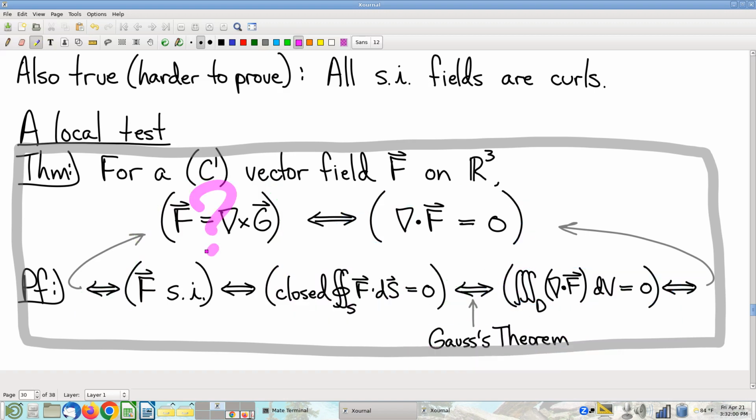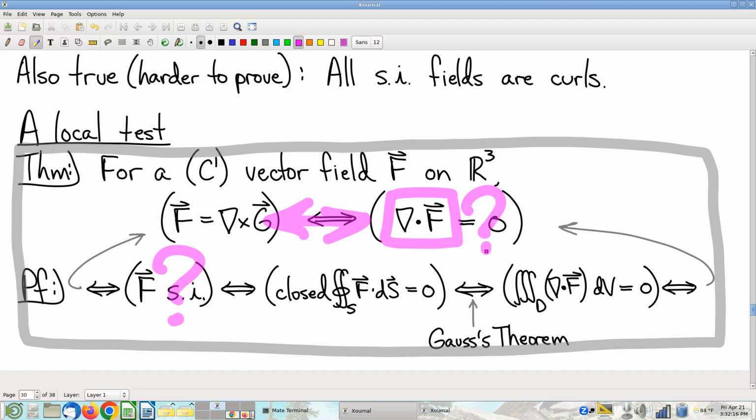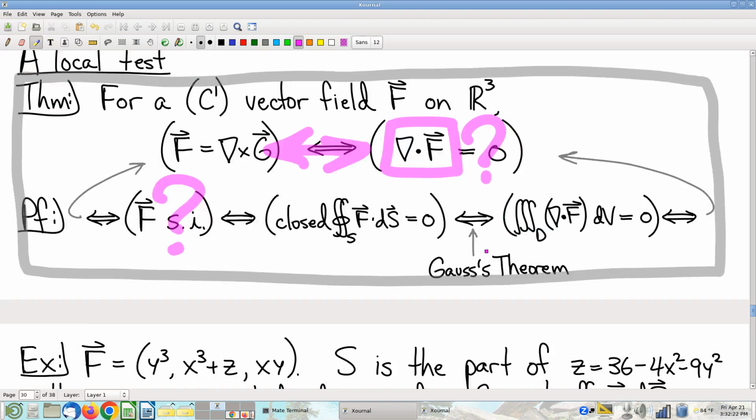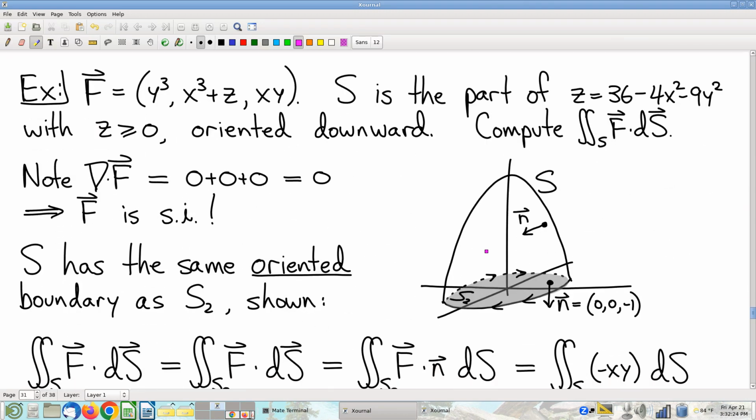If you want to know if your vector field is a curl, more often, if you want to know if your vector field is surface independent, here's the test. The test is compute the divergence, see if you get zero. If it's zero, vector field is surface independent. If it's not, then it's not. Okay, so here's how we can make use of that. And this is a powerful application.